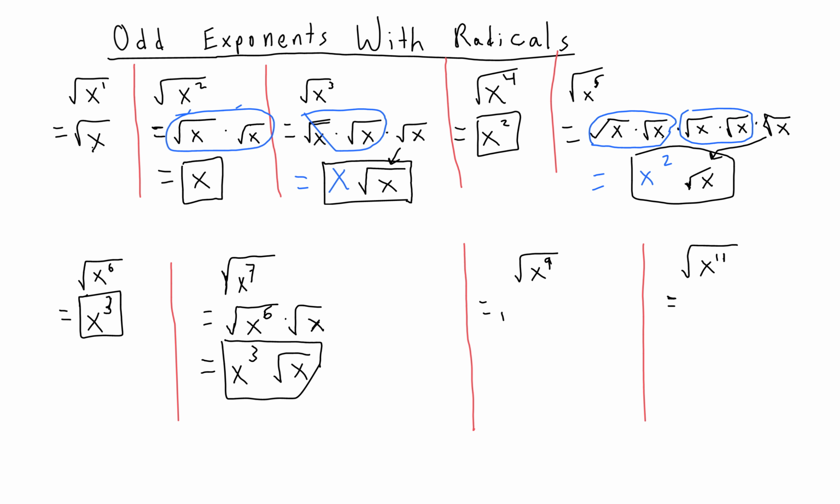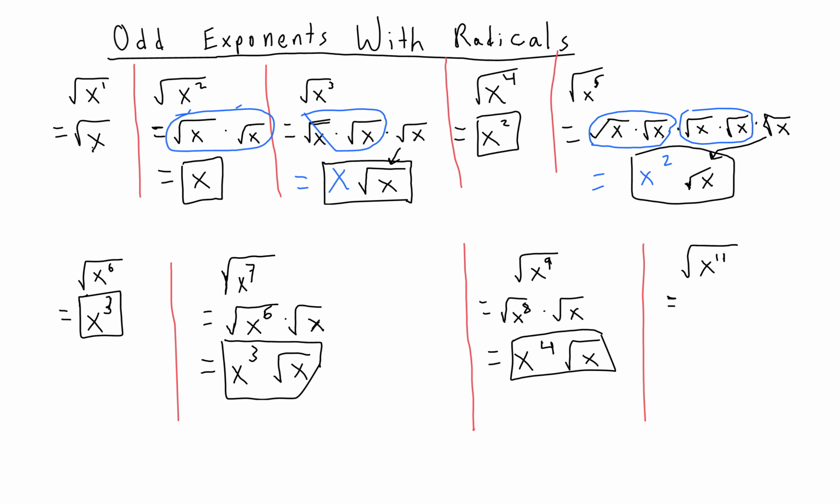Keep the pattern going. That's going to be root x to the 8th times root x. And half of 8 is 4, so we'll have x to the 4th power here times root x. And I will leave you on your own to do the x to the 11th, the square root of x to the 11th.